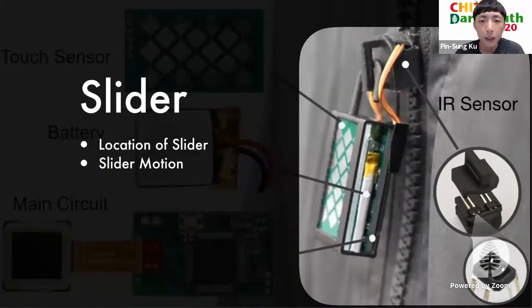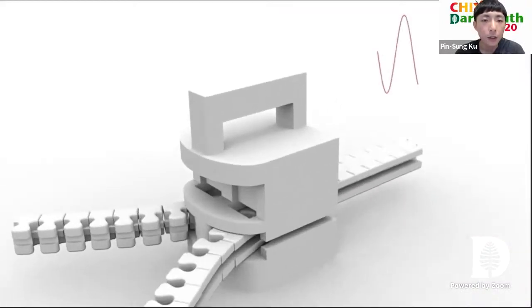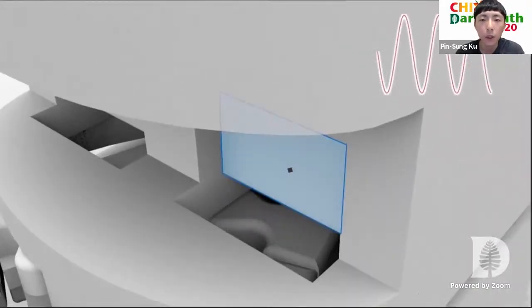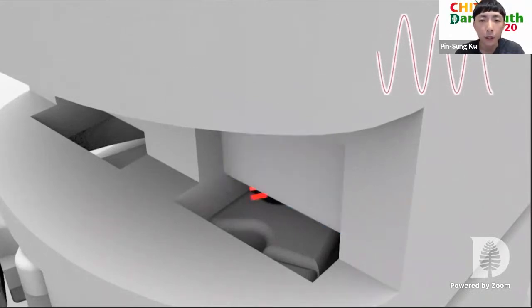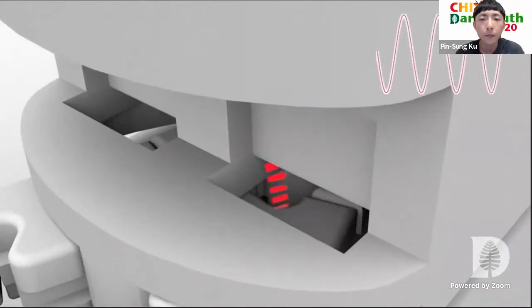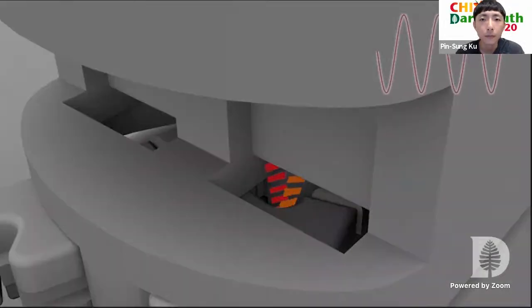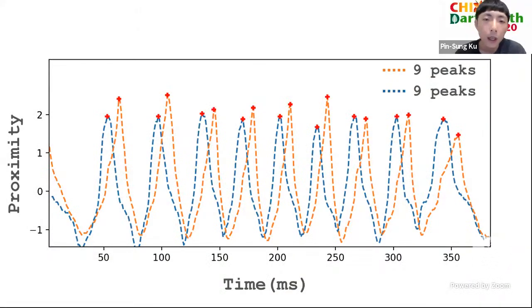To sense the location of the slider as well as the slider motion, we installed 2 infrared proximity sensors inside the slider. The sensors were positioned on top of each opposing row of teeth. When the slider travels along the zipper teeth, the proximity sensor will return high and low values. We can therefore count the number of teeth and calculate the traveling distance. We can also detect the moving direction based on the phase difference in the two sensors' signals.